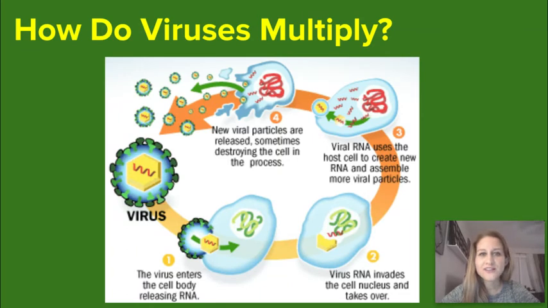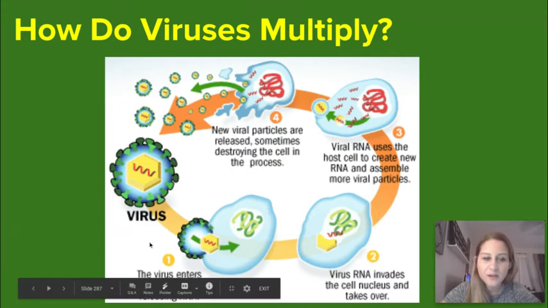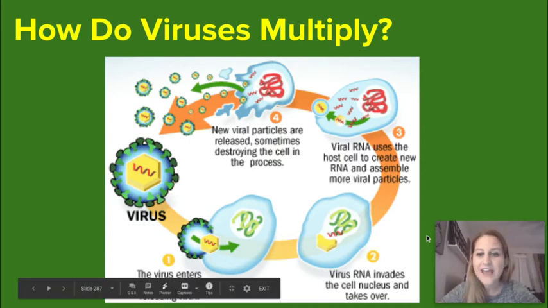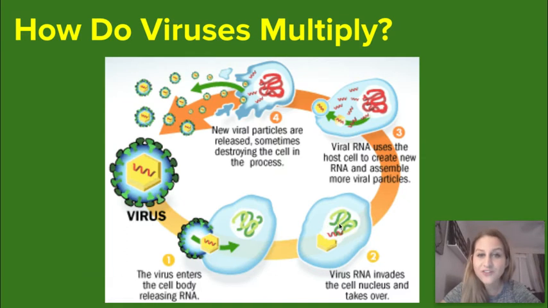So if we look at this illustration, we can see the 4 steps that the virus would go through to multiply. Number 1 is down here at the bottom. The virus enters the cell body releasing RNA. Remember, RNA would be that genetic material. Number 2, virus RNA invades the cell nucleus and takes over. So when that genetic material enters a host cell, it begins to take over.